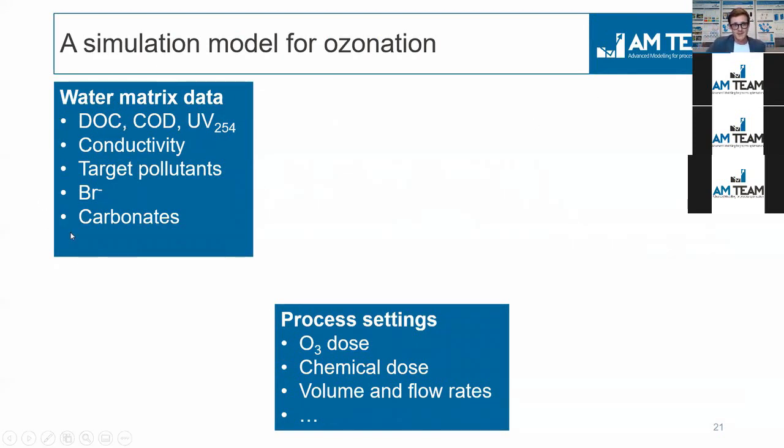So first input is water matrix data. It's DOC, COD levels, conductivity, your target contaminants, bromide levels, of course, very important, and things like that. pH is also in there.